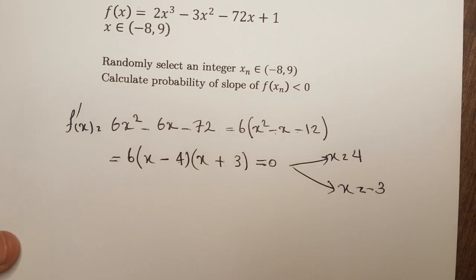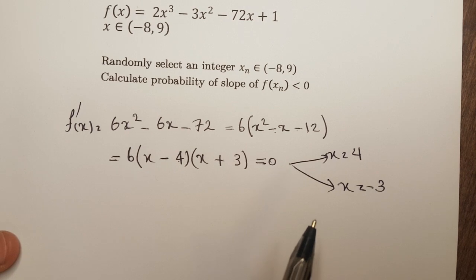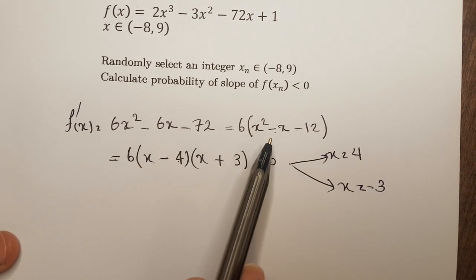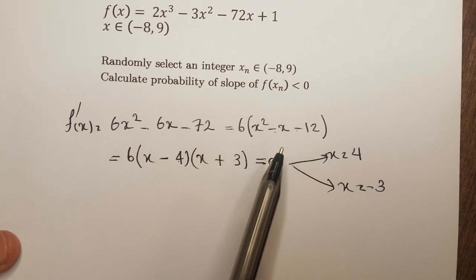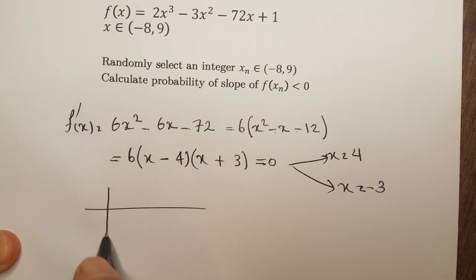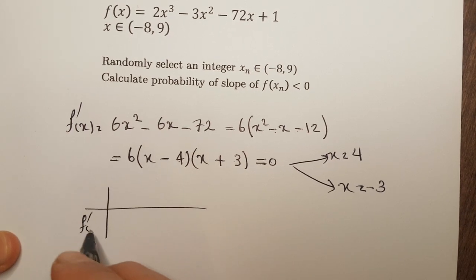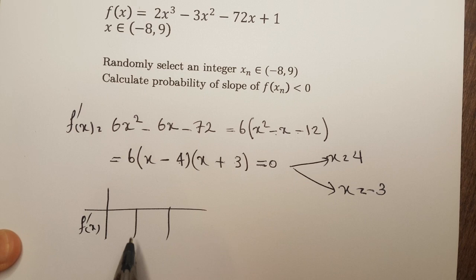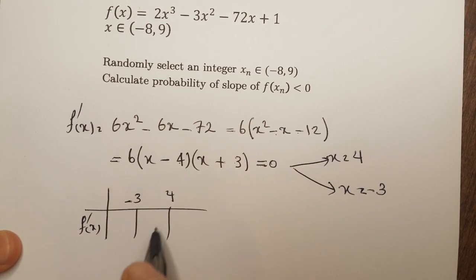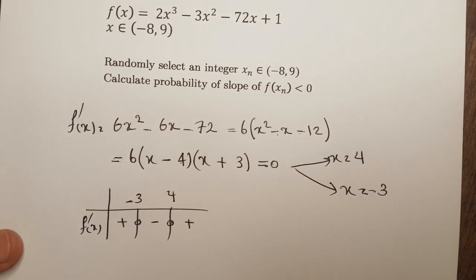We know that for a quadratic equation, the sign of the function will be negative between the two extremum points. So let's draw a table. So f prime of x will have two extremum points, which are -3 and 4. Between them, it's negative. At -3 and 4, it's 0. And beyond these points, it's going to be positive.